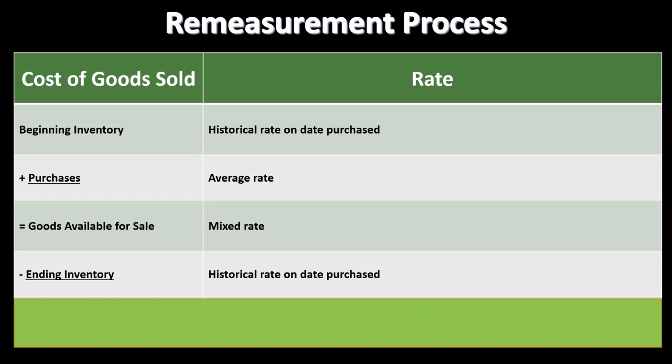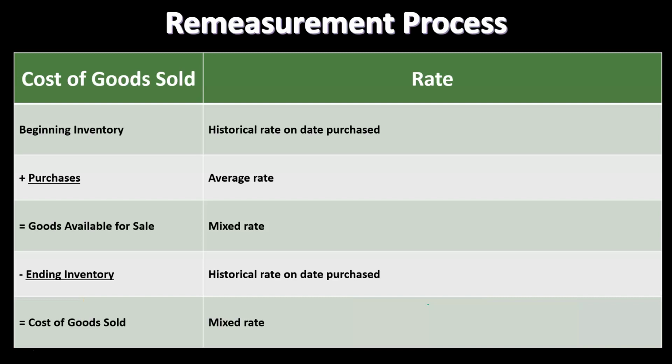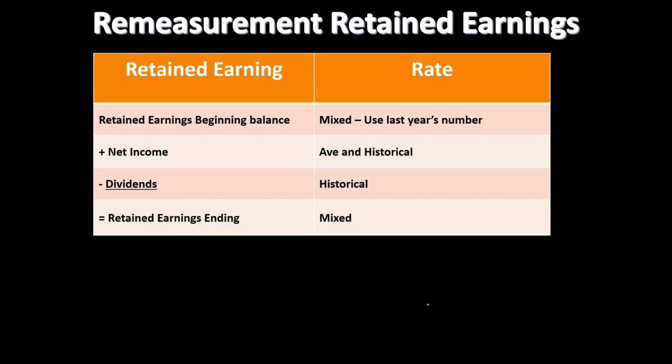The ending inventory is related to the asset account, so that's going to use the historical rate on the date purchased, because it's non-monetary. And that gives us the cost of goods sold, which is, of course, a mixed rate that we have. So it's a bit more complicated, a lot more complicated, to calculate the cost of goods sold with the remeasurement process than for the translation process.